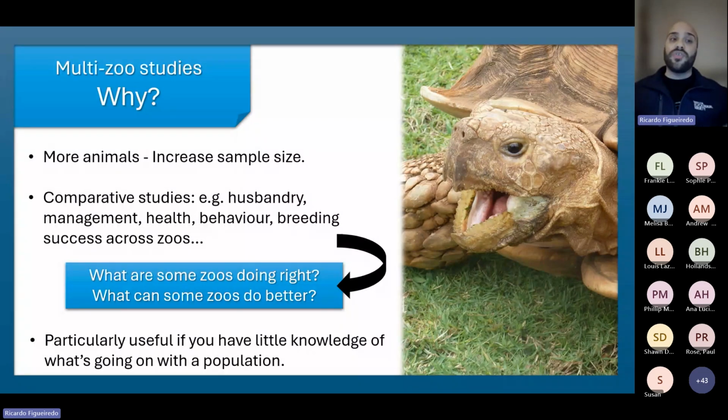Then it's really, really useful to start with a multi-zoo study because you can start drawing a picture. So you can have an idea of, out of all these different variables that may be impacting that particular factor, which could be breeding success, for example, which ones may be having a stronger effect. And a multi-zoo study can be very, very useful for that.